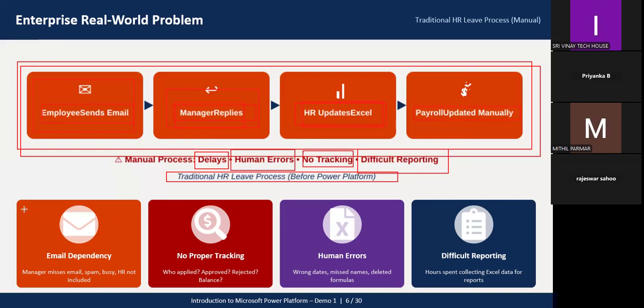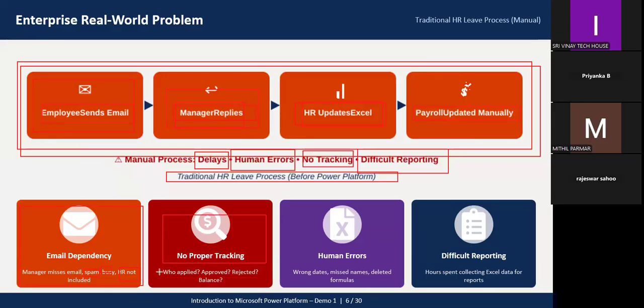This is the email dependency. Managers may miss the email, and the email the employee sends may go to spam in the manager's Outlook. Sometimes the manager may be busy and HR is not included. Sometimes the employee will forget to include HR. And there is no proper tracking.